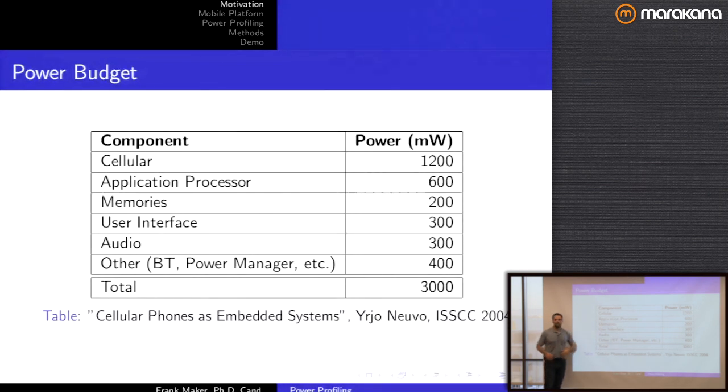The memories actually take a decent amount of power because they have to retain state. So you have DRAM inside phones, and those DRAMs have little capacitors in them, and they have to be continually refreshed in order to hold the memory. So that takes a decent amount of power.